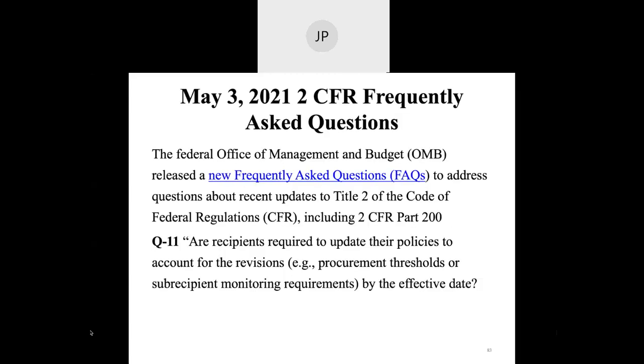In addition, because the Federal Office of Management and Budget updated federal regulations that went into effect in November 2020, you must update your policies and procedures to reflect these new federal regulations. Earlier this month, the OMB published new FAQs. We'll have a link to that in the May financial newsletter. And one of the questions that they addressed was regarding whether you should update your policies and procedures to account for the revisions in 2 CFR Part 200 and other parts of Title 2 of the Code of Federal Regulations.